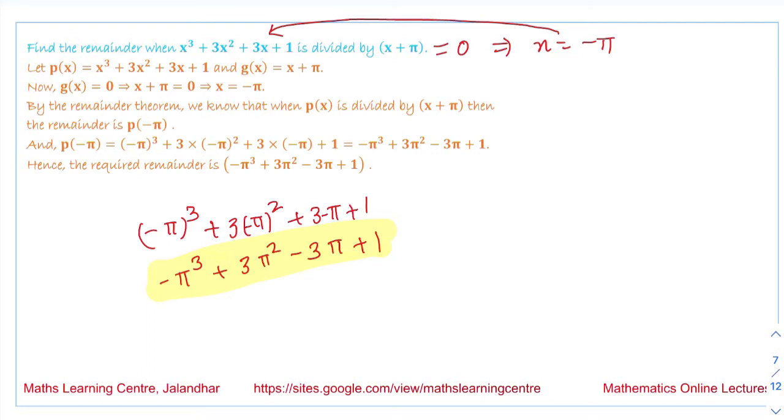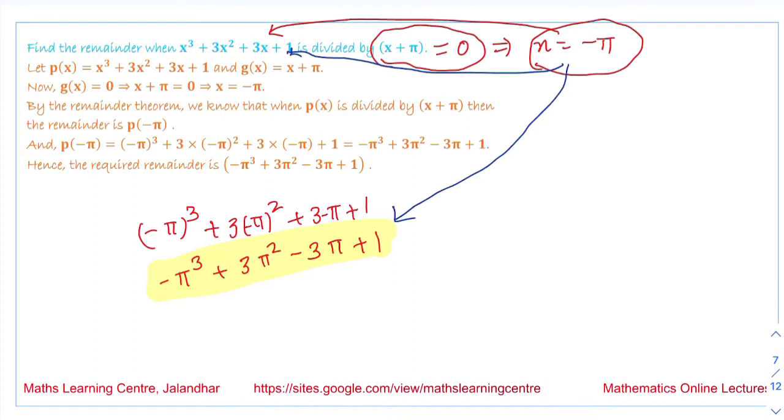You need not divide manually. You just put this expression equal to 0, find the value of x, and whatever value of x you get, put that value of x in the given polynomial and you will get the remainder.